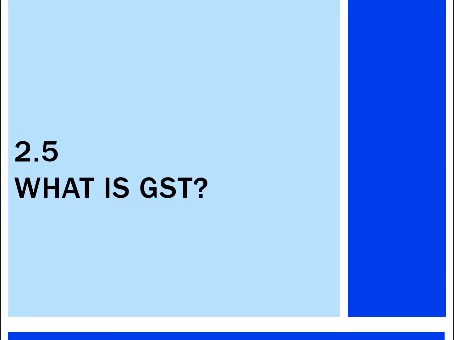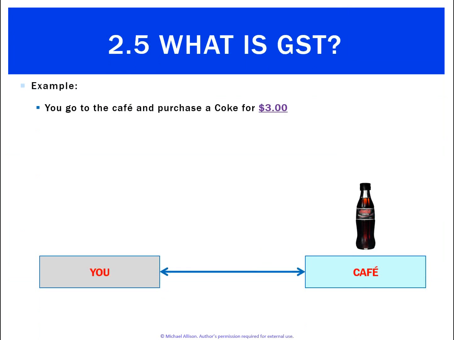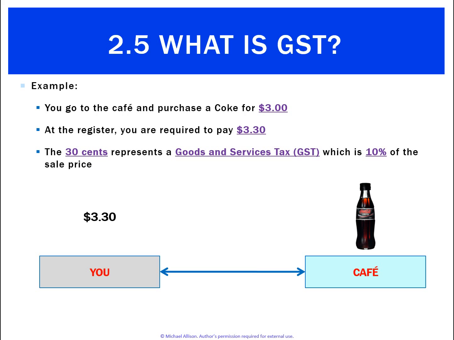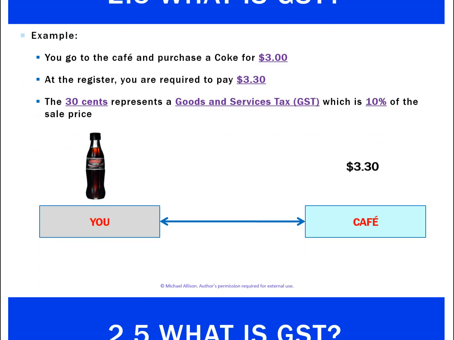Chapter 2 brings up the GST for the first time. So to understand it, let's start with a very basic example. You go to the cafe and purchase a Coke for $3. The cafe will charge you $3.30, with the 30 cents representing 10% of the sale price, which is the GST. So you hand the cafe $3.30 and the cafe gives you a bottle of Coke.